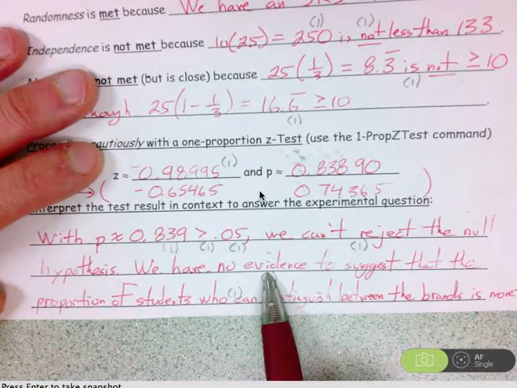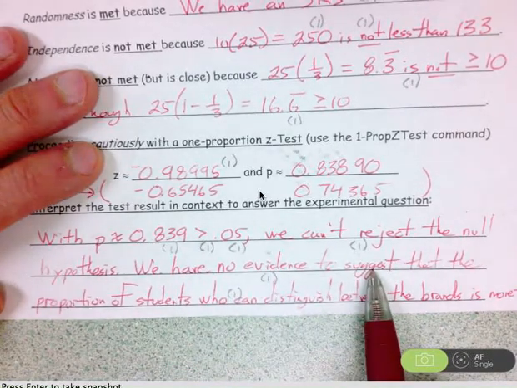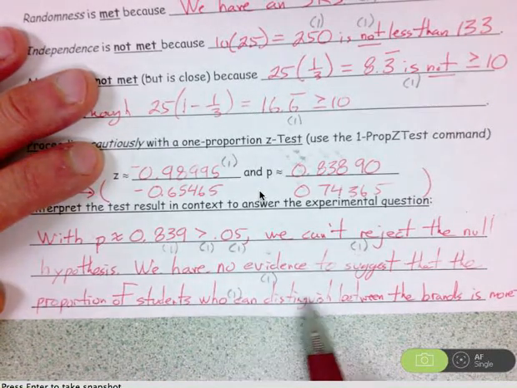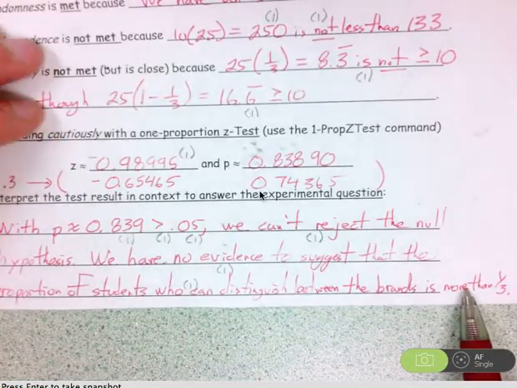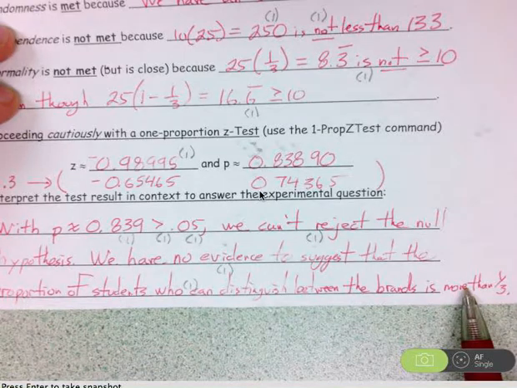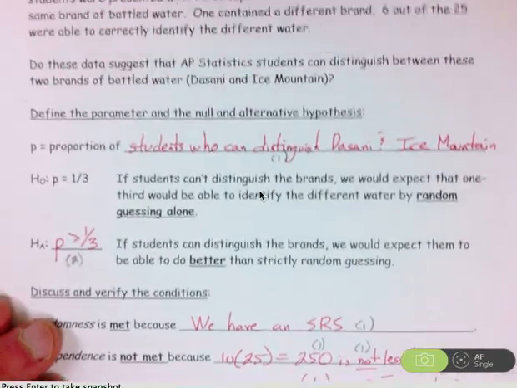In this case, I did not reject the null hypothesis, so I have no evidence that suggests that the alternative is true, that suggests that the proportion of students who really can distinguish between the brands is more than 1/3. That's what the alternative hypothesis says. When you interpret your statistical test, you really need to write about it in context, using words involving evidence and a description of whether or not you have evidence of the alternative hypothesis. So that's the set of correct answers, and that's how I scored it.